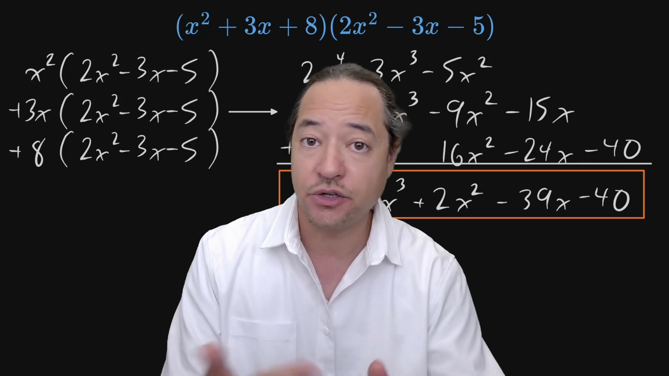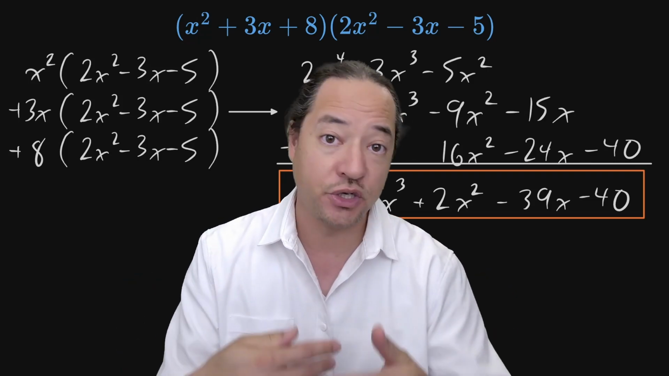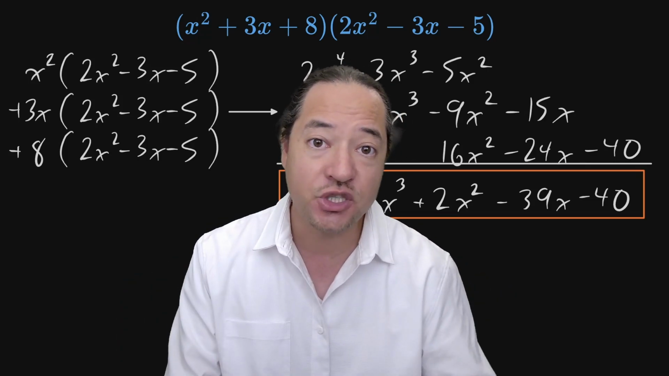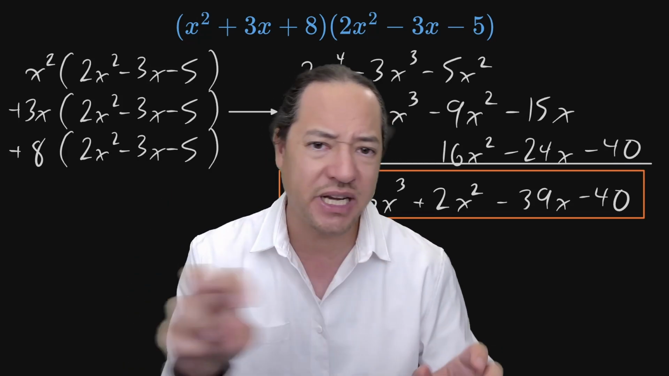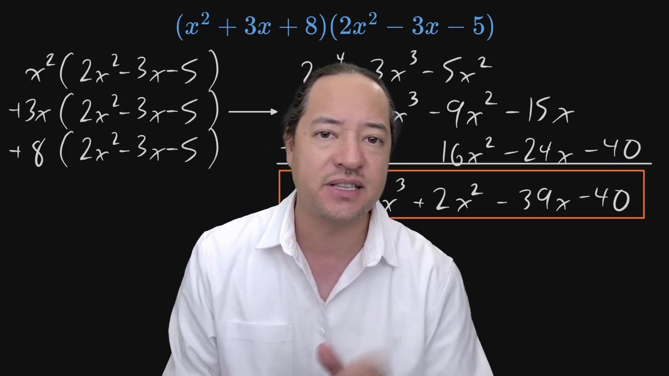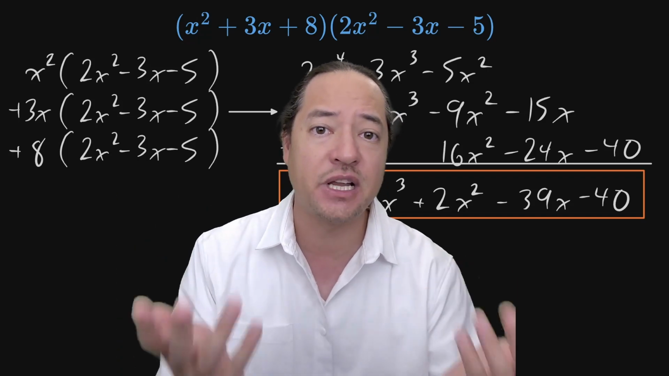And then you can go bigger. You can multiply trinomials, quadrinomials, however many terms you want. Just go step by step. You can brute force it, going term by term, multiplying into that second polynomial, and then summing up your final answer.